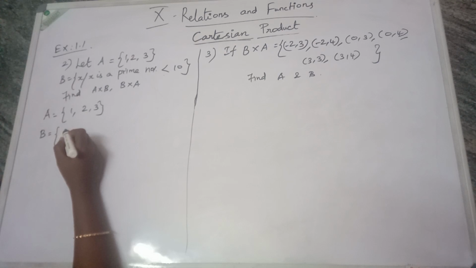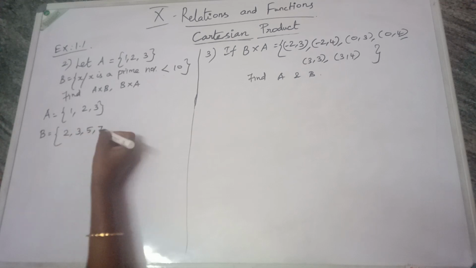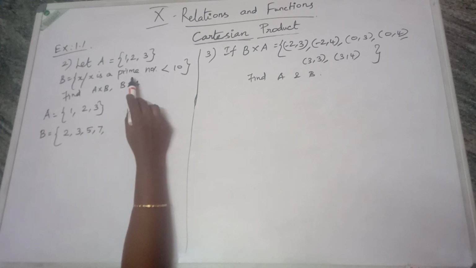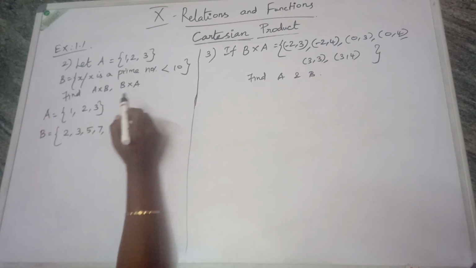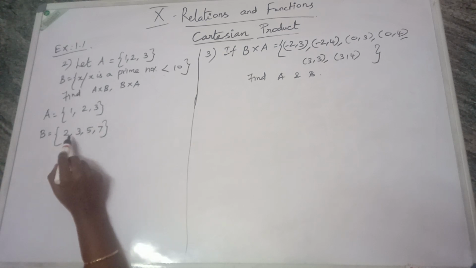Okay, so we can write it starts from 2 and then the next one is 3 and then 5 and 7. The next prime is 11, but the condition is given as prime number less than 10. So up to 7 only. So we can have 4 elements in the set B: 2, 3, 5, 7.